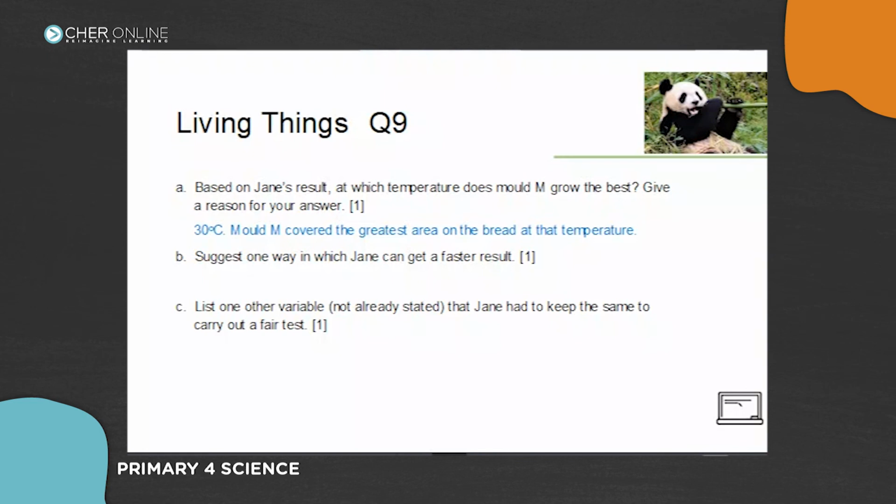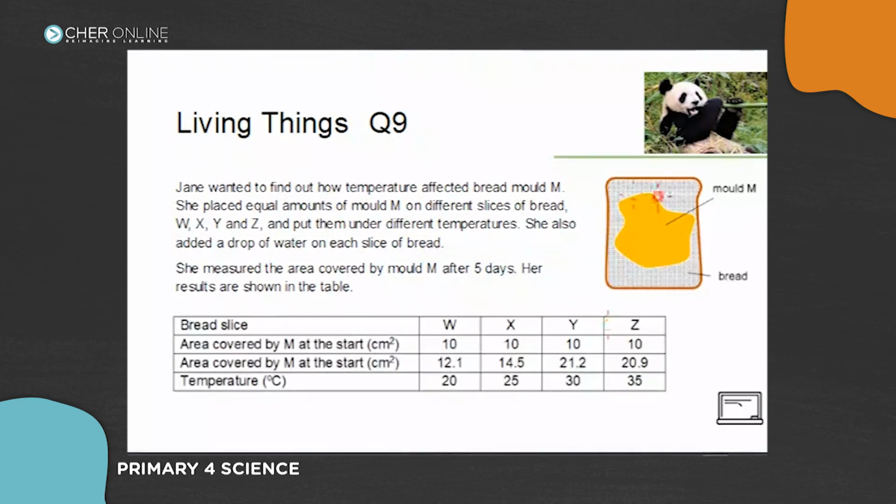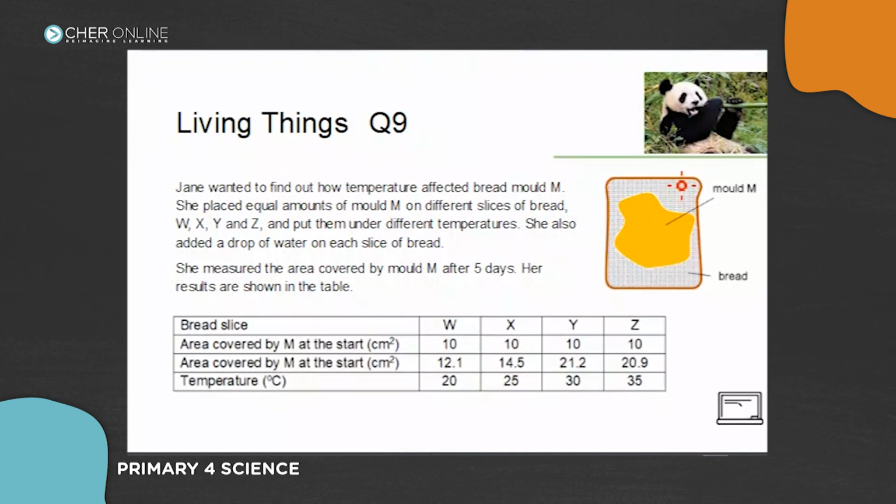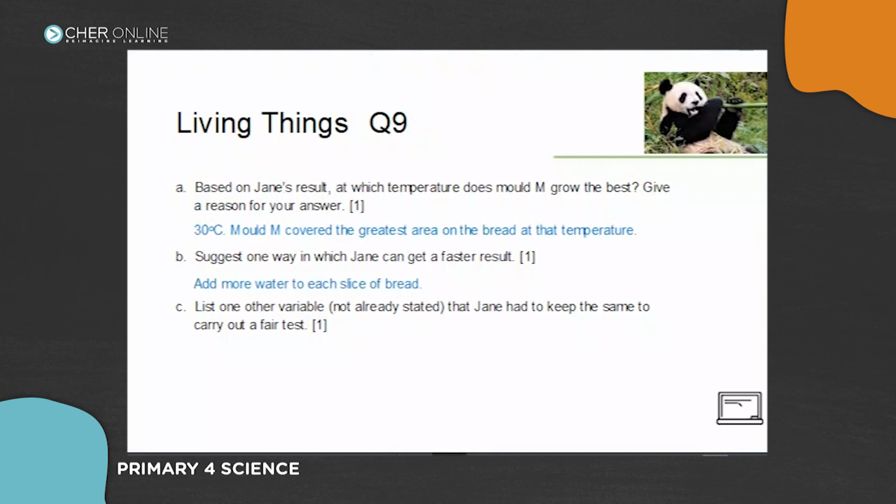Suggest one way in which Jane can get a faster result. What is another way that mold can grow better? Mold needs what to grow better? Water. We can give more water. Possible, right? Mold is not bacteria. Mold is not that much affected by the darkness though. So one of the ways is to add more water, and that's the answer. Darkness does not affect much unless it's fungi. Fungi grow better in a dark place, but not mold.